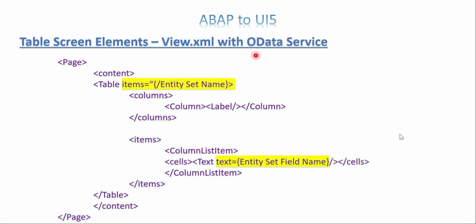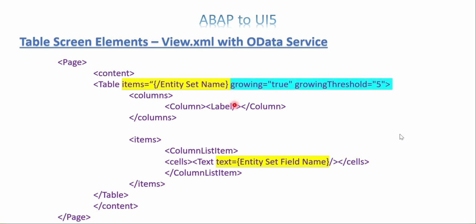If it is an OData service, we have to use the aggregation property to mention the entity type of the OData service. In the table items aggregation, open the curly braces, add a slash and your entity set name, and it automatically comes here. In the text, there is another property called text, small t, equal to the entity set field name, whichever field you want for the first, second and third field. Respectively you add those entity type field names in the cells inside the text. This is the way to include your OData service.